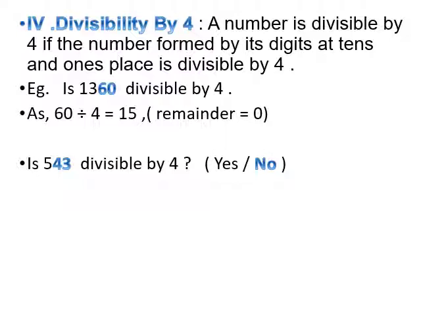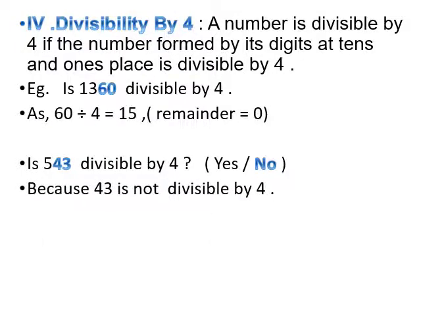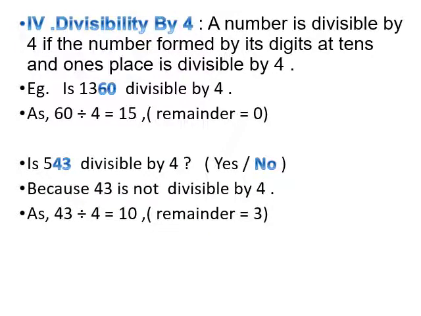Now is 543 divisible by 4? Again you have to check the digits at the tens and ones place, and it is 43. If you divide this 43 by 4, it is not divisible by 4 because the remainder is not 0, it is 3. And therefore your answer must be no, as the tens and ones place digits are not divisible by 4. So this is the divisibility by 4 test. In that you have to check whether the digits at the tens and ones place are divisible by 4 or not.